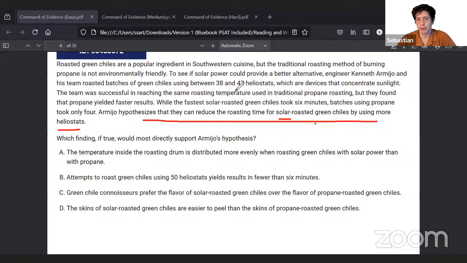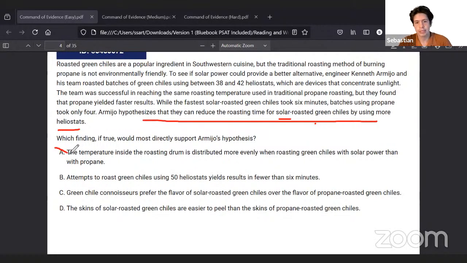So they used between 38 and 42 heliostats. Let's look at the choices, which finding, if true, would most directly support this. A: The temperature inside the roasting drum is distributed more evenly when roasting green chilies with solar power than with propane. That's comparing solar power to propane, but we want to compare solar power with one number of heliostats to solar power with another number of heliostats, right? So that's not going to be A.